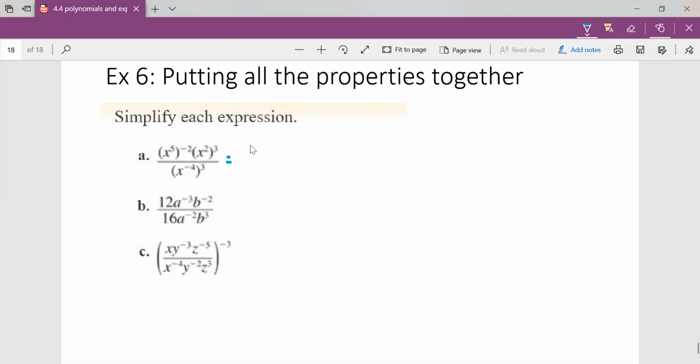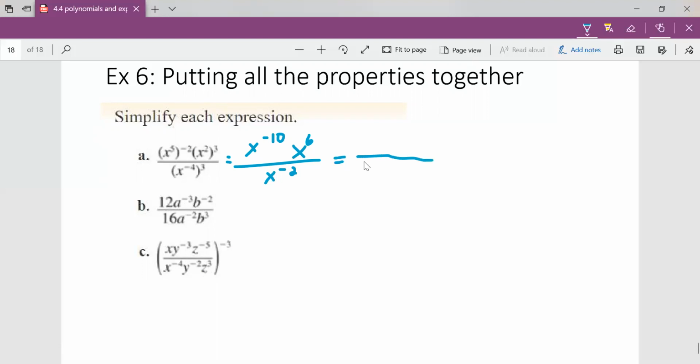So x to the 5th to the negative 2 is x to the negative 10. x to the 2nd to the 3rd is x to the 6, all over x to the negative 12. Okay, now I'm going to make things positive.